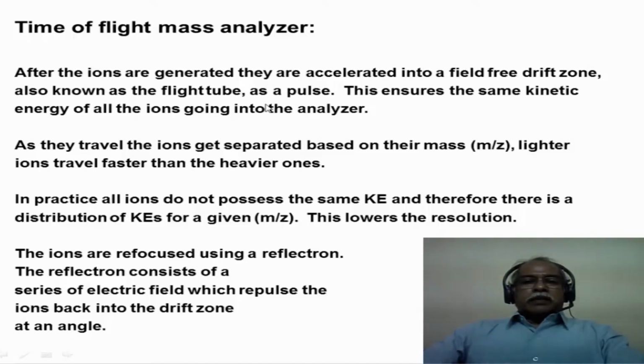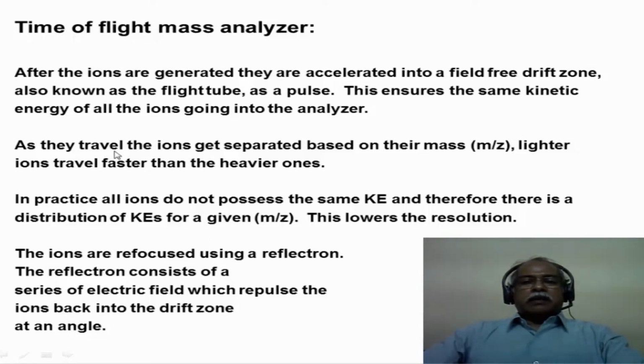Let us look into the basic principle of the time of flight mass analyzer. After the ions are generated, they are generally accelerated into the field free drift zone, which is known as the flight tube, or the time of flight tube, and the samples are sent in the form of a pulse. Why is it sent as a pulse? Because that ensures the same kinetic energy for all the ions that go into the analyzer, because in the analyzer there is no electric field or anything that is controlling the movement of the ions. The ions are essentially drifting on their own kinetic energy, such that the lighter ions move faster than the heavier ones. This is the basic principle of the separation.